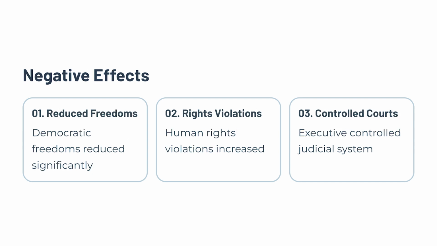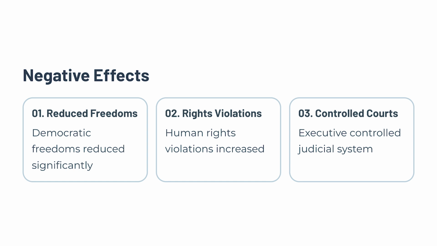What of the negative effects? The Constitution reduced the freedoms. The government had all the power and started restricting political rights. Then, there were serious human rights violations, where people who criticized the government were jailed without a trial. On top of that, the courts were controlled by the executive, meaning the government could influence judges and weaken fair justice for everyone.